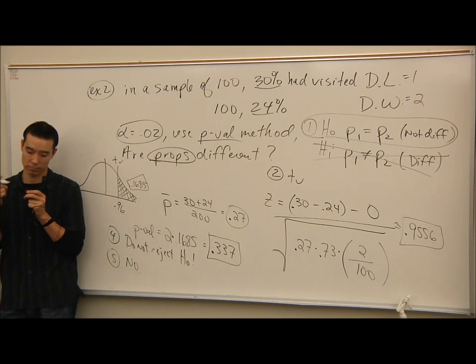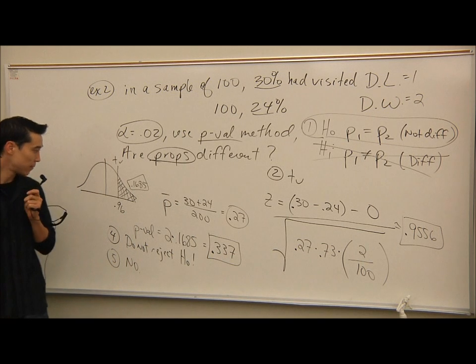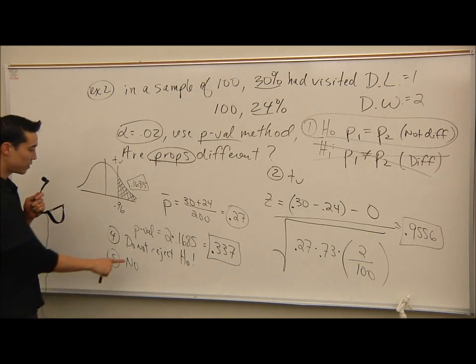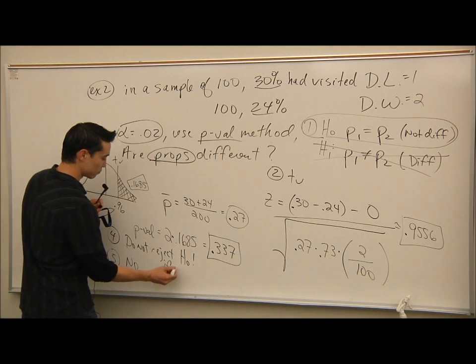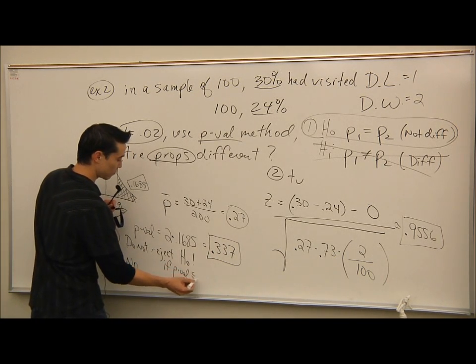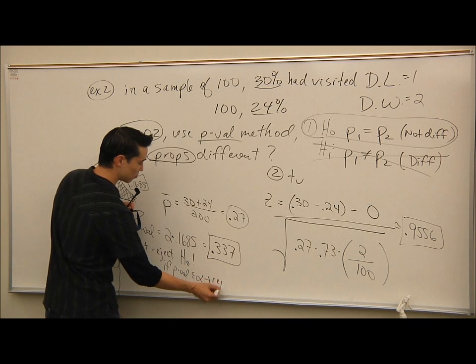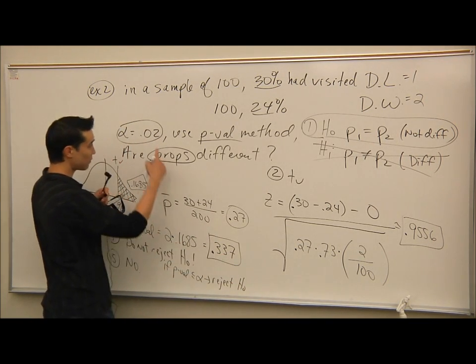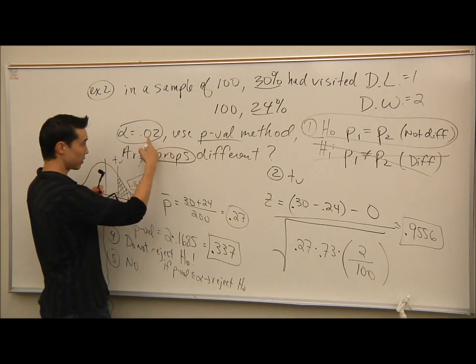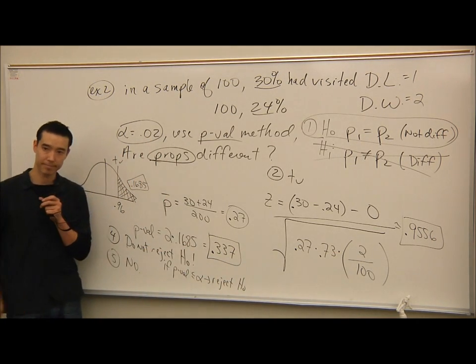Question? Can you go over how you did step 4 again, please? Step 4, if your p-value is less than or equal to alpha, you reject H0. Our p-value is 0.337, our alpha is 0.02. This is much bigger than that, so we do not reject H0. Okay?